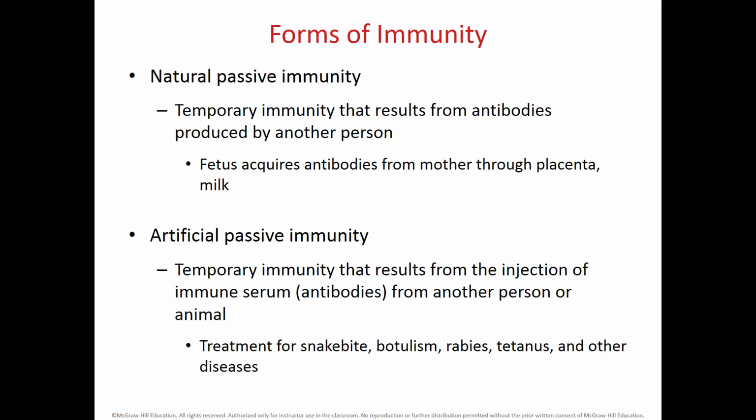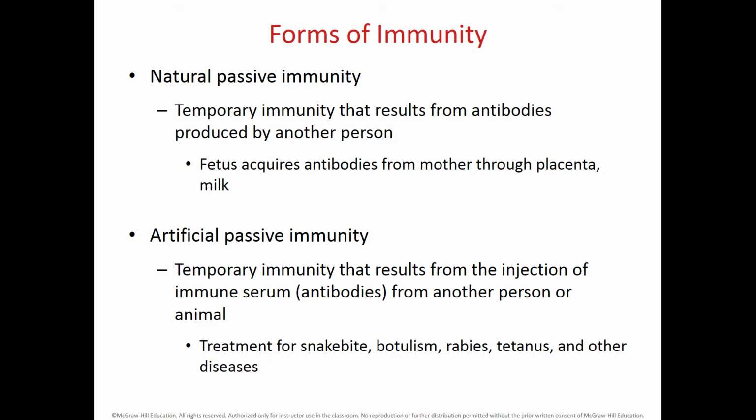So, natural passive immunity. The fetus will acquire antibodies from the mother through the placenta, IgG. IgG is the only antibody that crosses the placenta. Or if you were breastfed by your mother, you received a second set of antibodies after you're born. In that case, that will be IgA. So who produced these antibodies? Your mother, but they are transferred to you through the placenta, IgG, or through the breast milk, IgA.